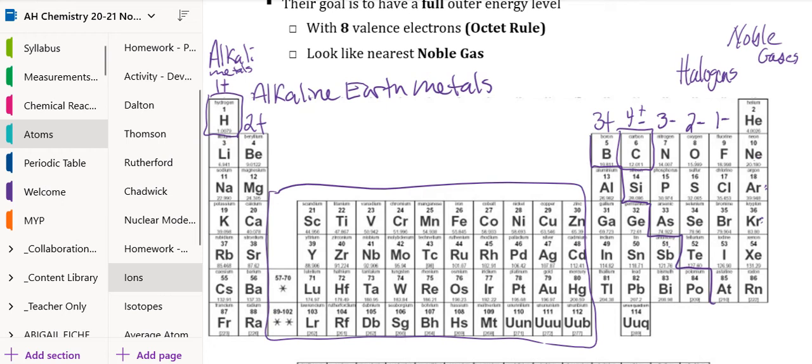We will talk about ions in more detail as we get to why we care about ions when we talk about bonding. But you do need to know the charges. Do you just have to memorize these? No, you can look at the nearest noble gas neighbor and figure them out. What you do need to memorize is the 4 named groups. So alkali metals, alkaline earth metals, halogens, and noble gases. You do need to know those.